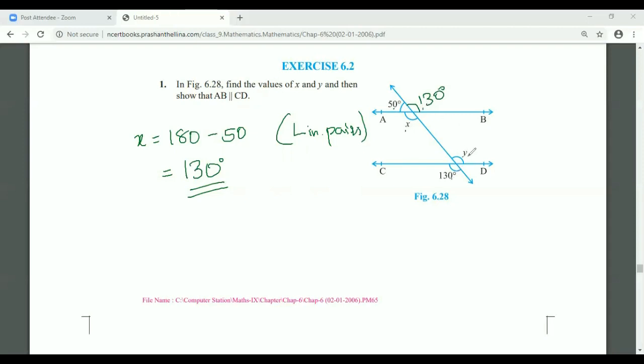Here, using the vertically opposite angle, by taking this y as the vertically opposite angle of this 130 degree, you can write this as 130 degree. So corresponding angles have the same measurement, so you can conclude that AB is parallel with CD.